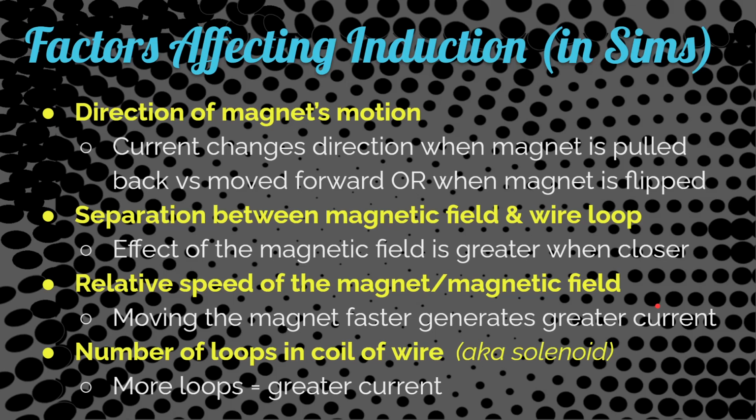Of course, that does mean slower would generate a smaller current. And then the last thing that you tested was the number of loops in the coil of wire. He tested that in a video as well, but it was something you looked at in the PhET. If you had more loops, you were able to generate greater current than if you had fewer loops.